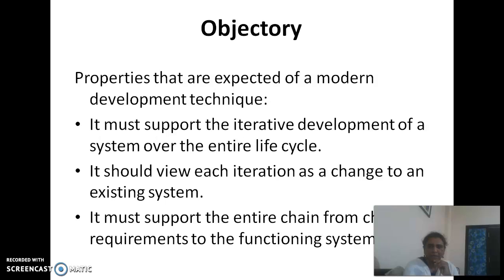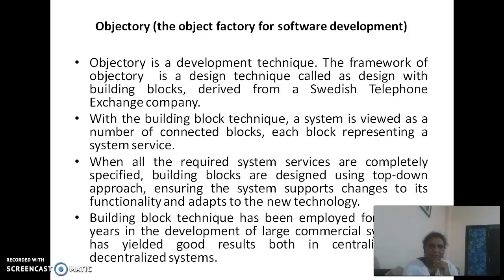And number three, it must support the entire chain from changed requirements to the functioning system. So whatever changes are coming from the user will have to be adapted, and those changed requirements have to be implemented into the functioning system. Then comes how to define object tree. Now object tree is defined as the object factory for software development.